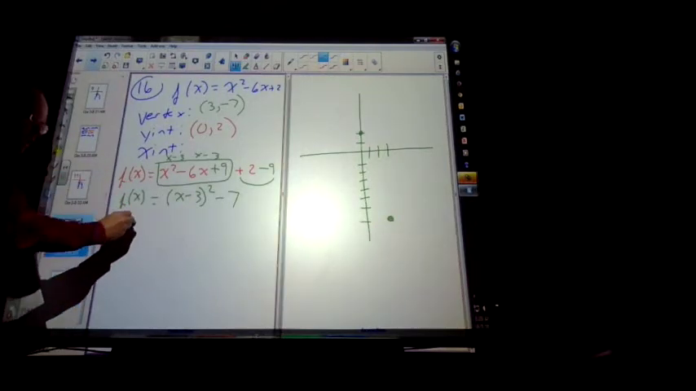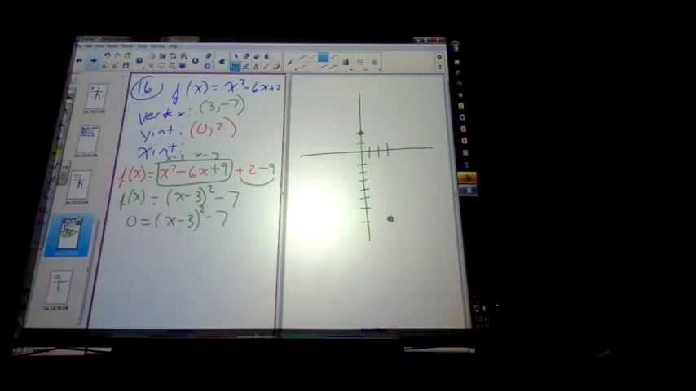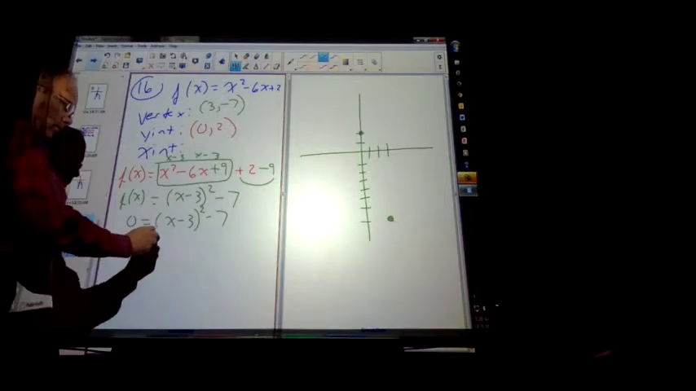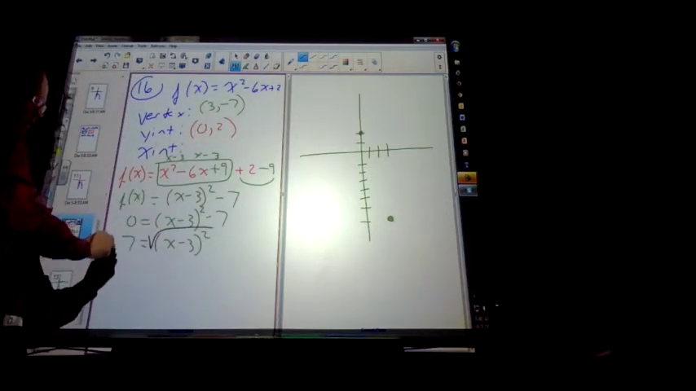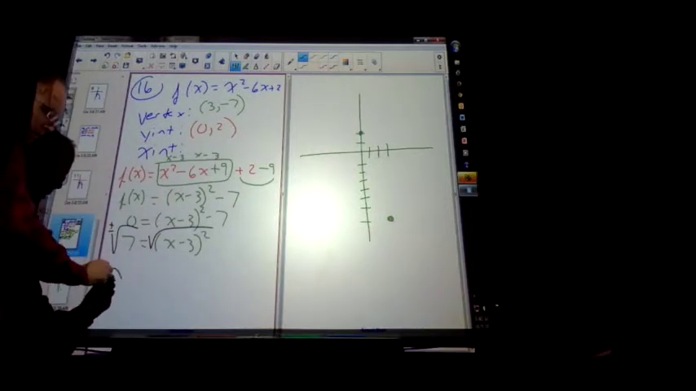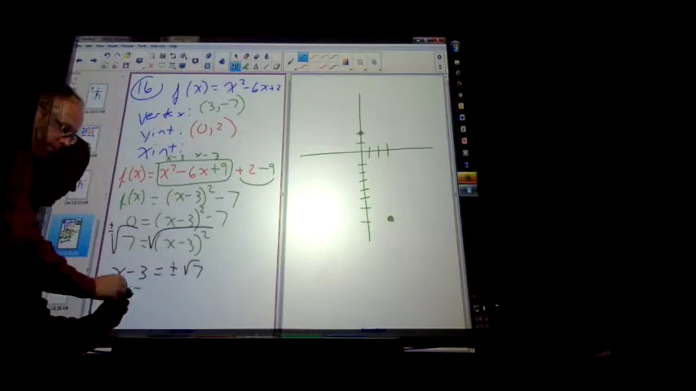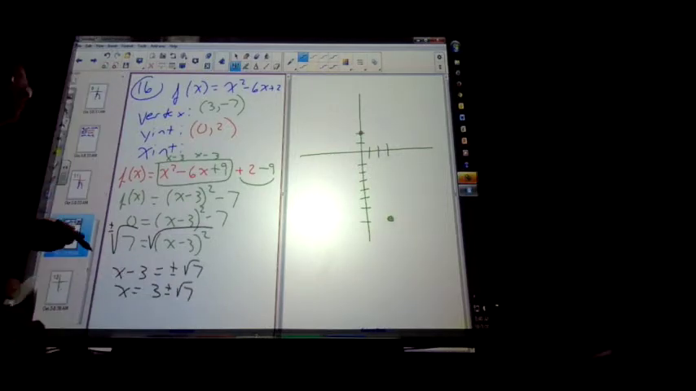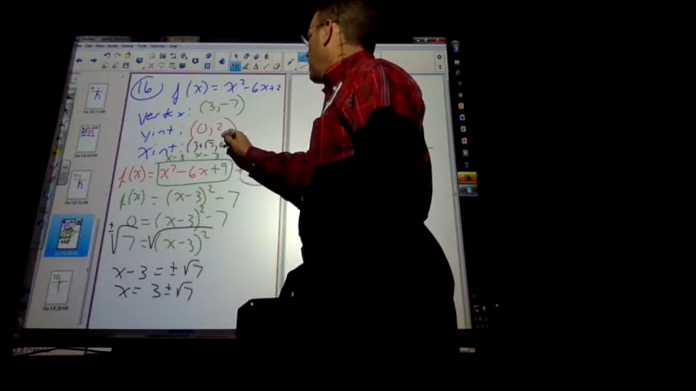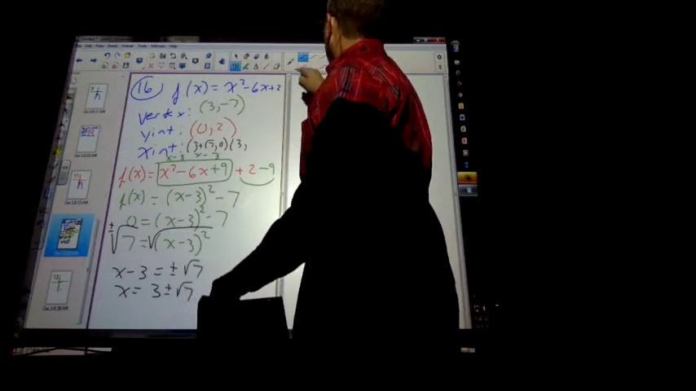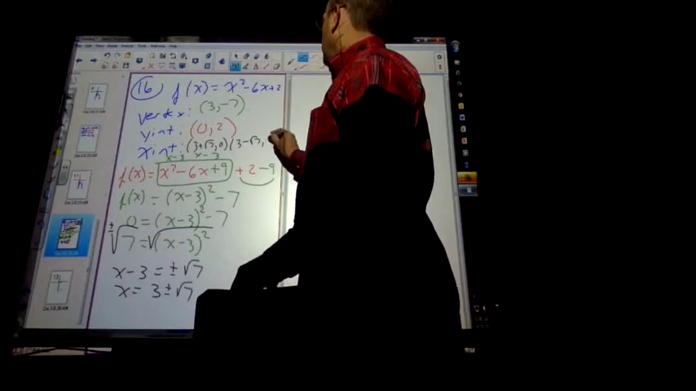This is vertex form. If you take your vertex form and do this with it, I can go ahead and solve it. So how am I going to solve for x now? Add 7. Good. Now what? Square root. What should I not forget? Plus or minus. So I'm going to flip this over. So I'm going to get x minus 3 is equal to plus or minus root 7. Add 3. Okay? So where it crosses the x-axis is at 3 plus root 7, comma 0, and 3 minus root 7, comma 0. Okay?